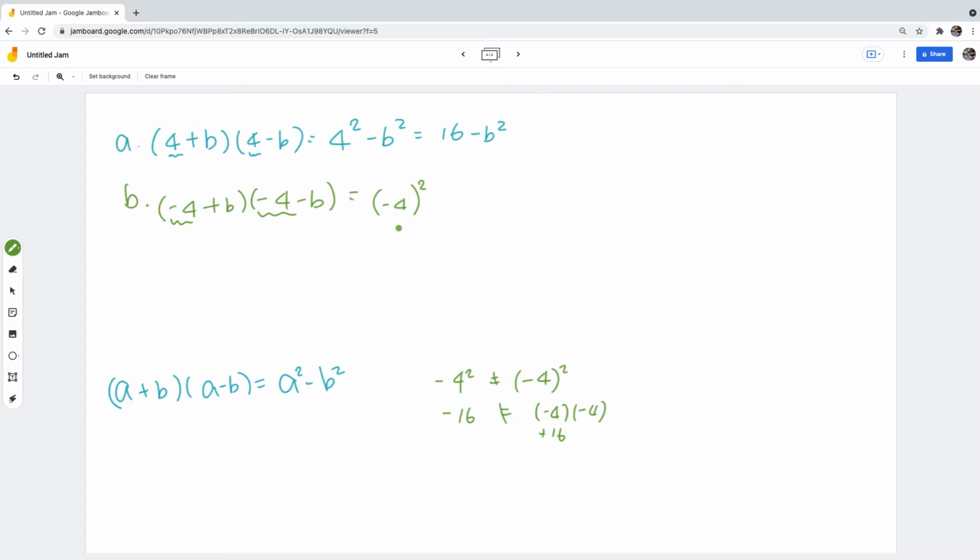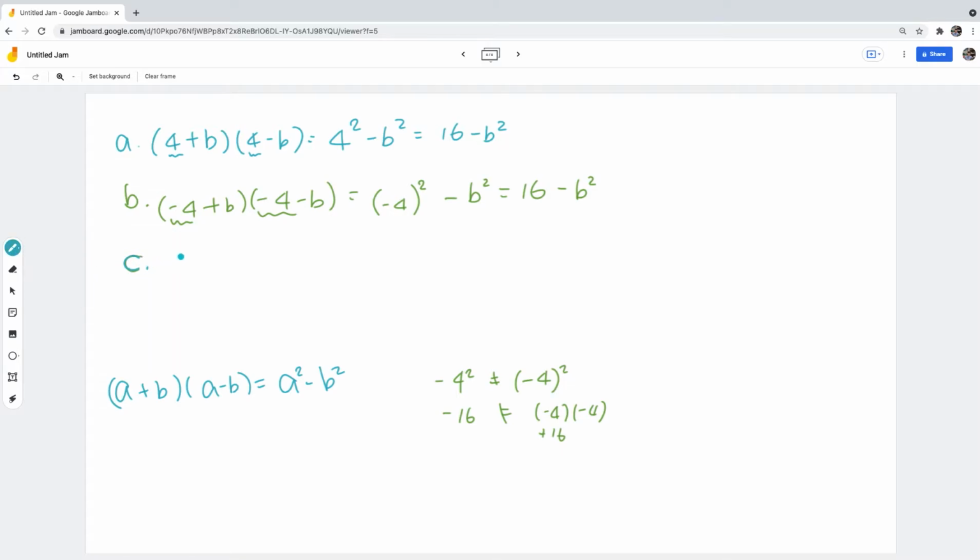Negative 4 squared minus, what's b? Still b squared. Negative 4 whole thing squared is positive 16 minus b squared. So these two have the same answer, even if the question is different, right? Okay, and let's go to C.